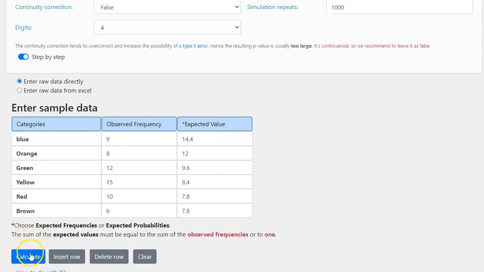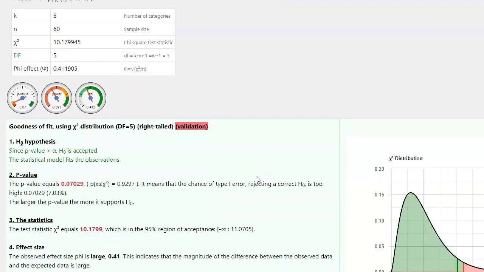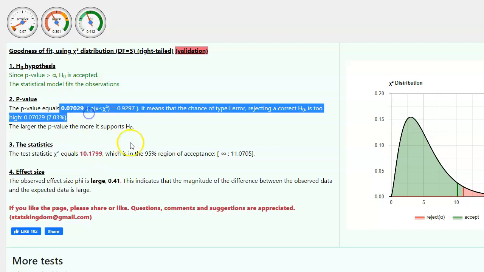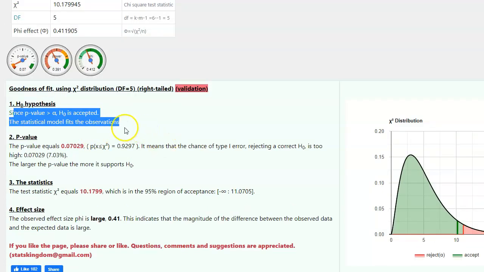Now, all you have to do from here is hit calculate and scroll down, and it will tell you the steps that it went through to find that calculation. It'll tell you your sample size, your chi-square statistic, your degrees of freedom. It'll also tell you this other thing. I have no idea what this is. We don't really care right now. And then it will give you a visual for the graph, as well as an explanation as to what is going on. It gives us the chi-squared statistic of 10.1799 with its p-value of 0.07. And therefore we fail to reject the null hypothesis.